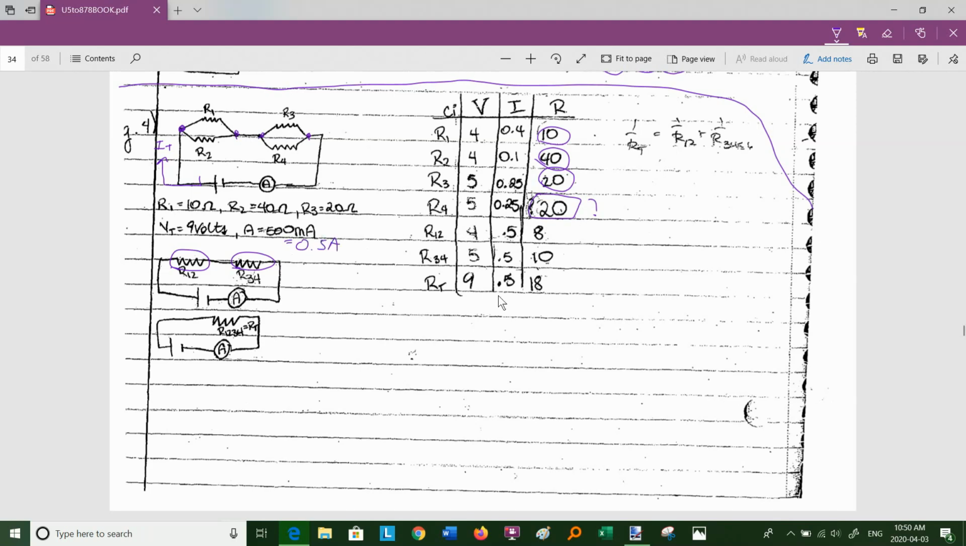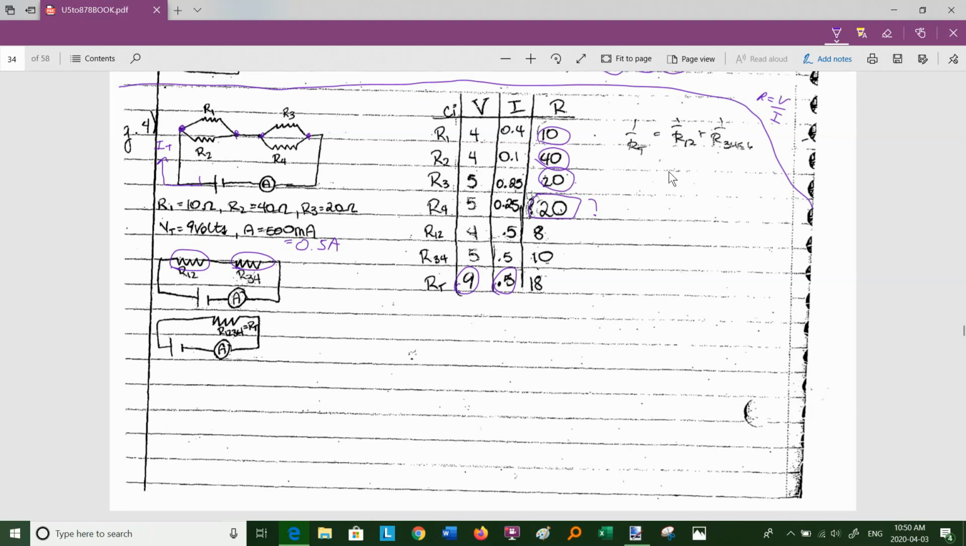So if I know the voltage is 9 volts, and the total current is half an amp, then R is V over I, right? R is V over I, V equals IR. So 9 divided by a half, which is 18 ohms, is my total resistance. Okay, now let's keep looking here.